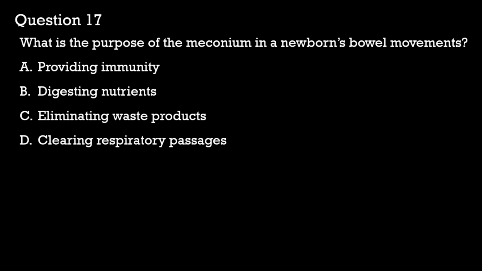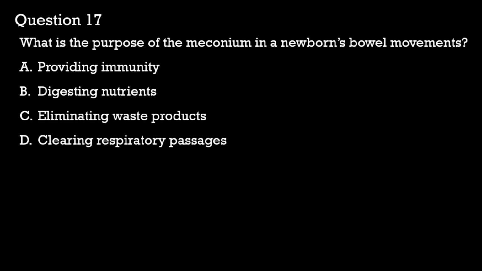Question 17. What is the purpose of the meconium in a newborn's bowel movements? A. Providing immunity. B. Digesting nutrients. C. Eliminating waste products. D. Clearing respiratory passages. Immunity basically is provided in the colostrum in the mother's breast milk. So, providing immunity is the role of colostrum in the breast milk and not meconium. In option B, digestion begins after birth with milk that is given to the baby. Meconium does not digest nutrients.